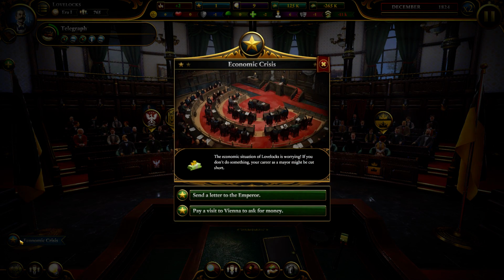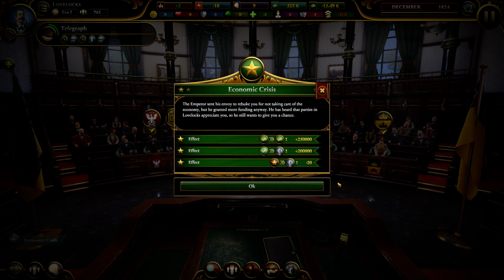Alright, so it failed. Economic crisis. The economic situation of Lovelocks is worrying. If you don't do something, your career as a mayor might be cut short. Pay a visit to Vienna to ask for money. Send a letter to the Emperor. We know the Emperor. Let's send a letter.